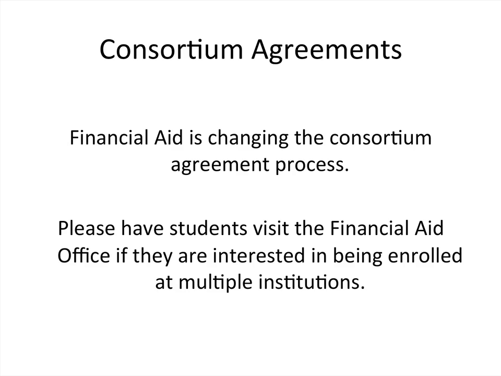We do want to let everyone know that we will be changing the consortium agreement process. We just suggest at this point that we direct students to our office if they have questions about how their financial aid will work if they're attending multiple institutions. Ultimately, what we're trying to do is set up a process where the courses that students are taking are approved before we just sign off on them, so that we can make sure that the class that they're taking goes towards their degree.